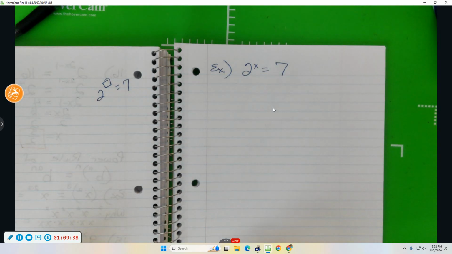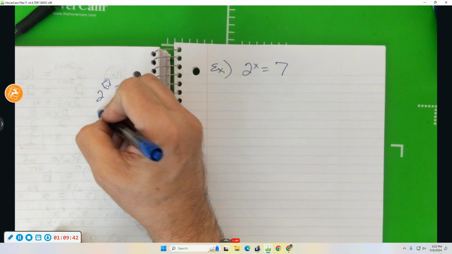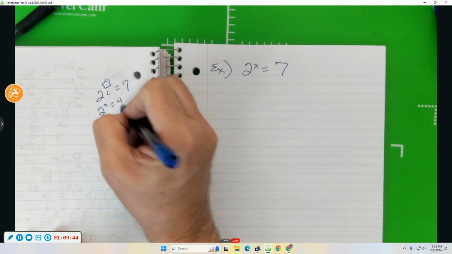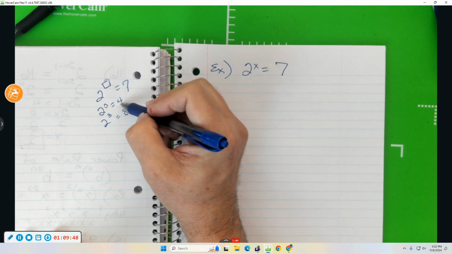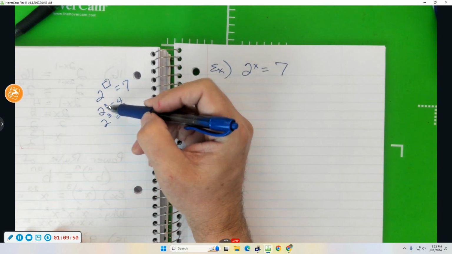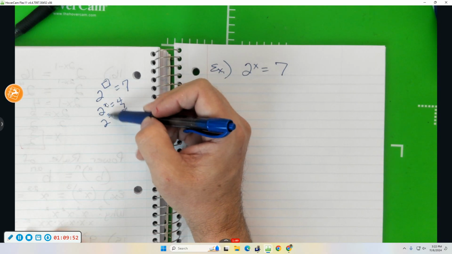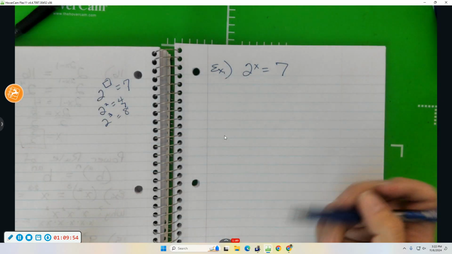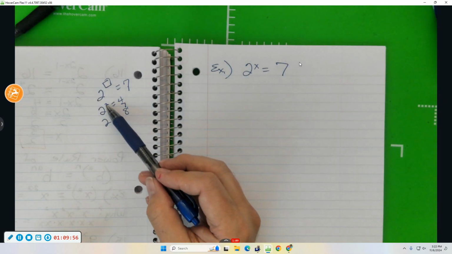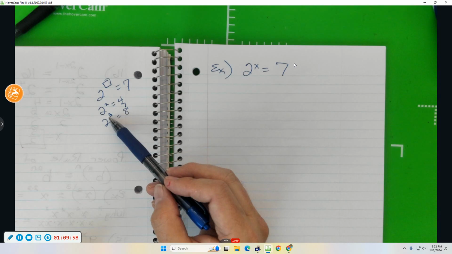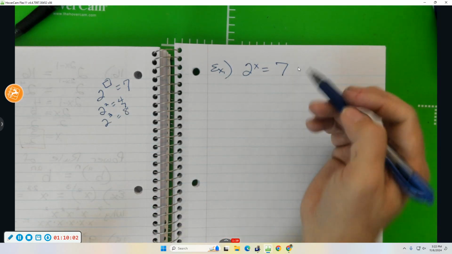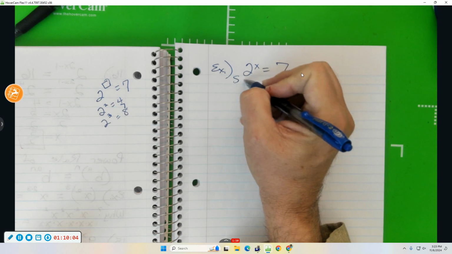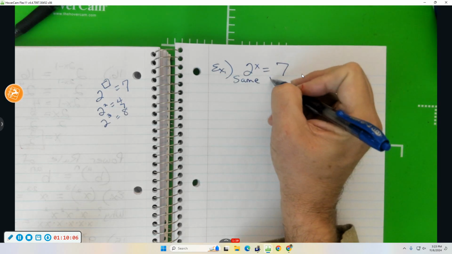2 squared is 4. 2 cubed is 8. Well, 7 is between 4 and 8. So the exponent has to be between 2 and 3, but it's an irrational number, so we don't know what that is. Here, you cannot get a common base. I'll say the same base method fails.